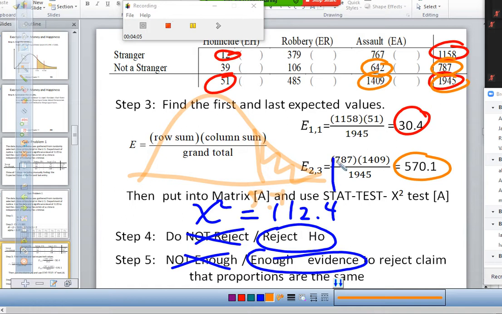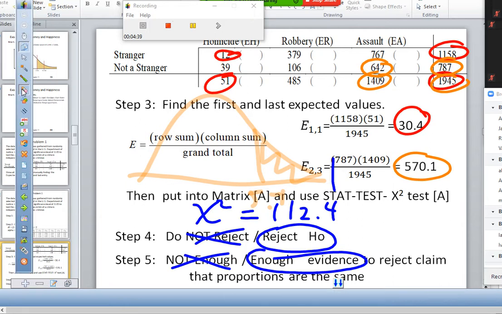112.4 way out here, right? My critical value is only 5.991. It's way back over here. So we're totally going to reject H naught, and there's completely enough evidence to reject the claim that the proportions are the same. That's all you have to do, reject the claim that proportions are the same. That's absolutely an acceptable way of doing that.